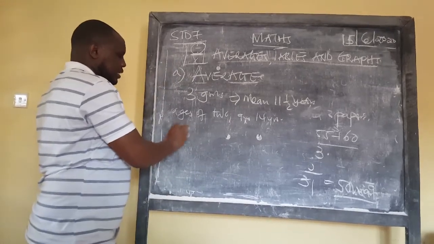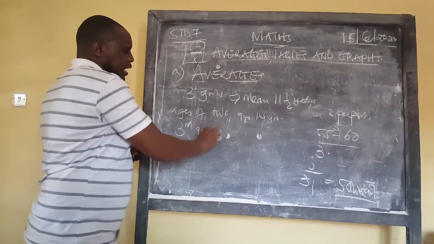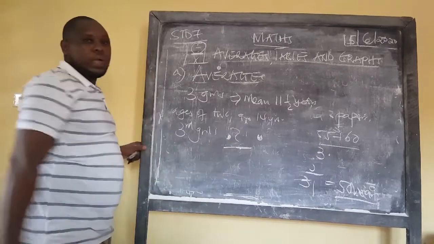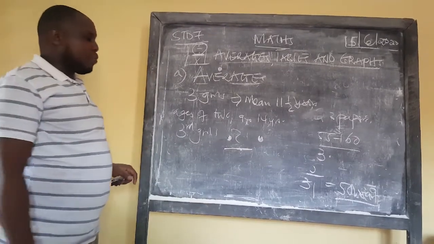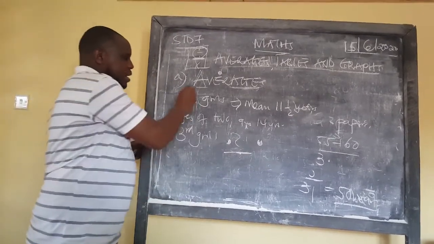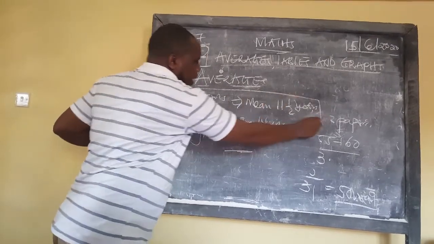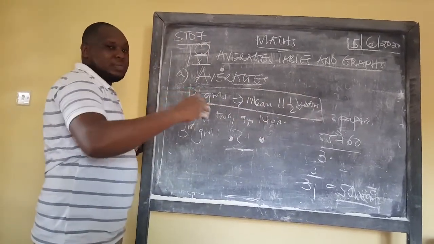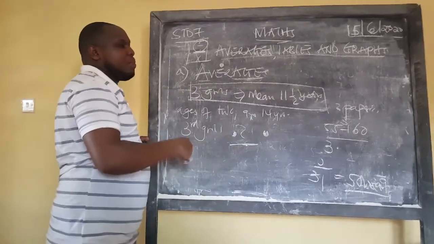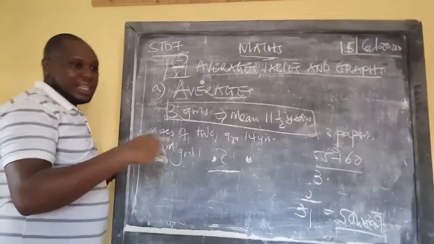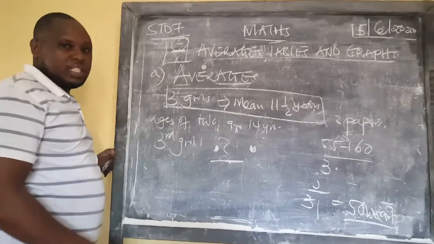The third girl's age is not given. That is what we are looking for. So look here properly. Whenever you are given a mean for a certain number, then you are given some items in that mean, and then you ask maybe for the other 2 or the other one which is remaining, it's very simple.